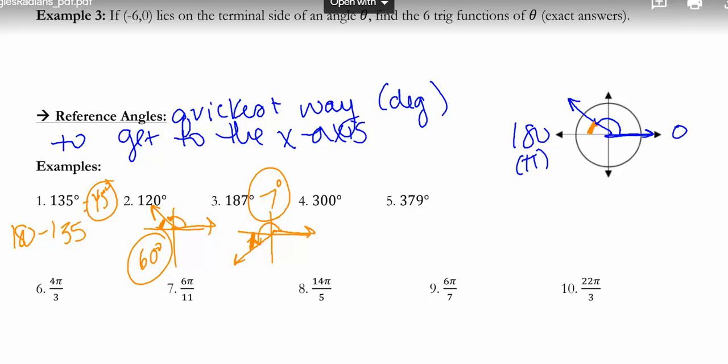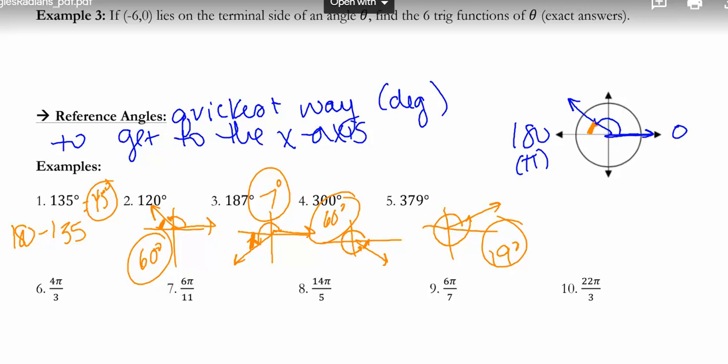Okay? To get from 300 degrees, so 300 degrees is here. So how do I get this? Well, this is 360 if I go full circle. So 360 minus 300 is 60 degrees. So what about 379? Well, 379 degrees is a little bit past. So I would just do 379 minus 360, that's 19 degrees.